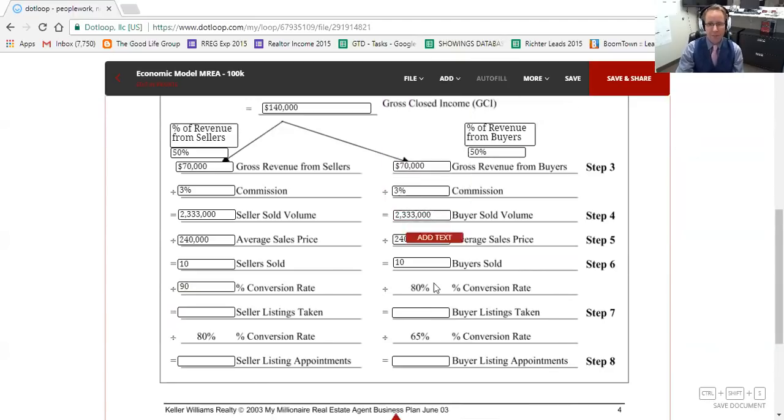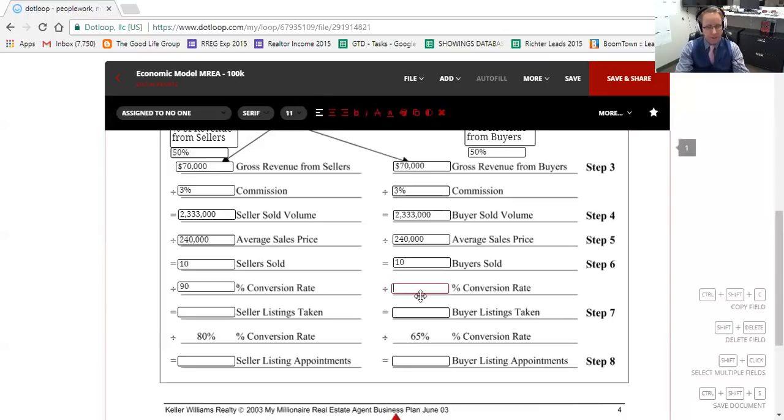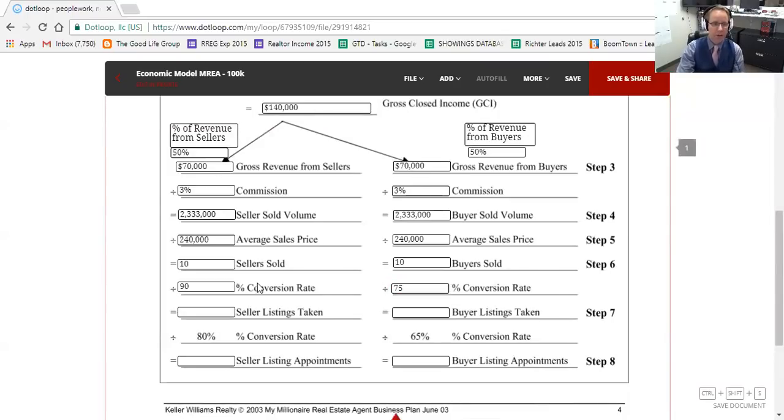Now on the buyer side, you also might say, well, this is a strong seller's market, so we have a lot of buyers that are getting outbid and going into multiple offers. So maybe you want to bump this down a little bit from 80% to 75%. But again, over the long term, you want to track what your actual numbers are so you can use these to figure out how many listings you need and ultimately how many appointments you need, okay?